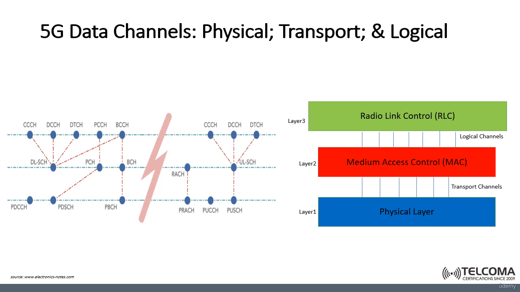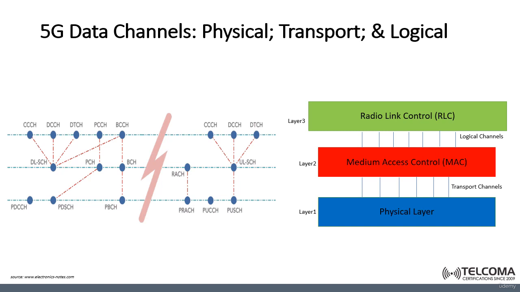Then we have the physical broadcast channel, PBCH, and this channel is part of the synchronization block, and its function is to provide the user equipment with the master information block. Then we have the physical random access channel, PRACH, which is used for channel access as it transmits an initial random access.